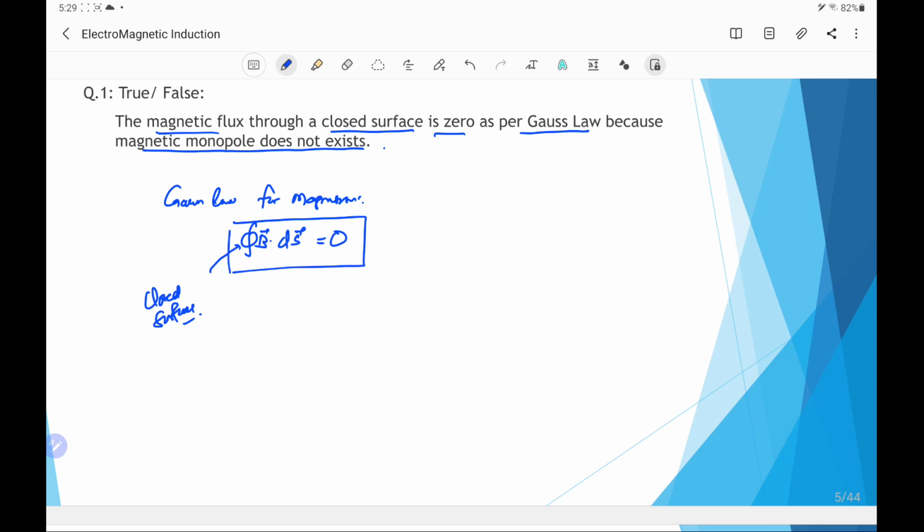And as per the statement, magnetic flux through a closed surface is zero as per the Gauss law because magnetic monopole does not exist. So the statement is true. Because in a closed surface, if a current loop exists, then it will carry both the north and the south pole, which cannot be separated. Therefore, monopole does not exist. In that case, total field lines incoming will be equal to the total field lines going out from the closed surface. Therefore, net flux will be zero. Hence, we can say the statement is true.